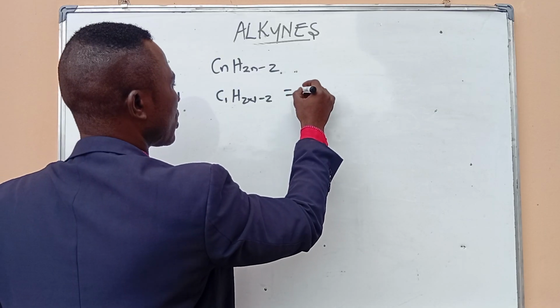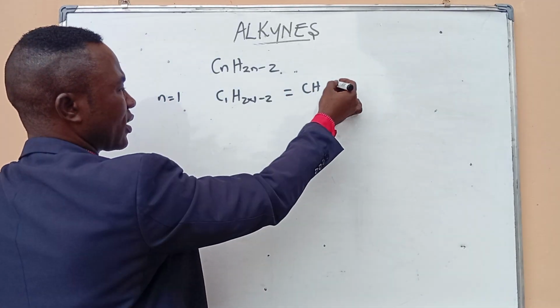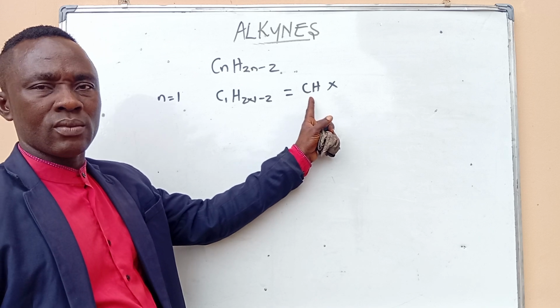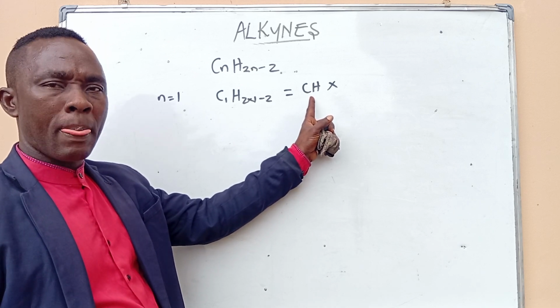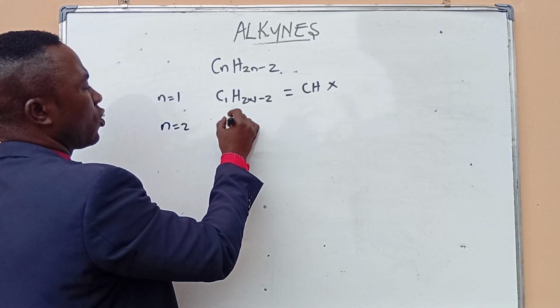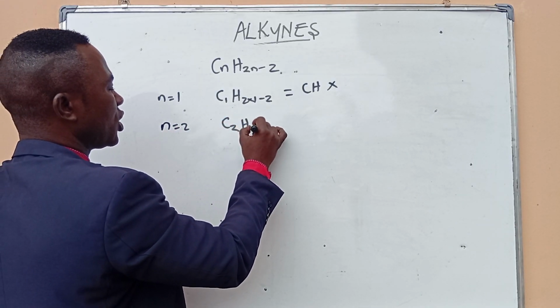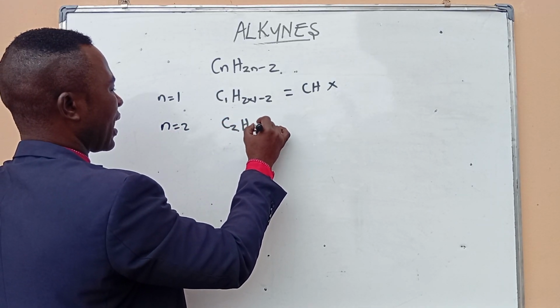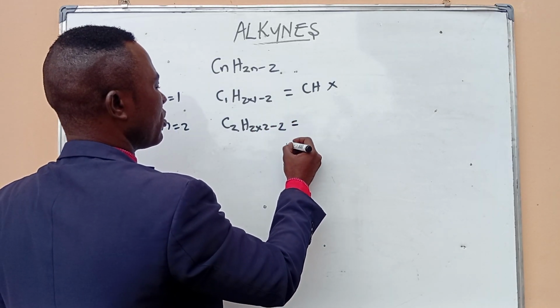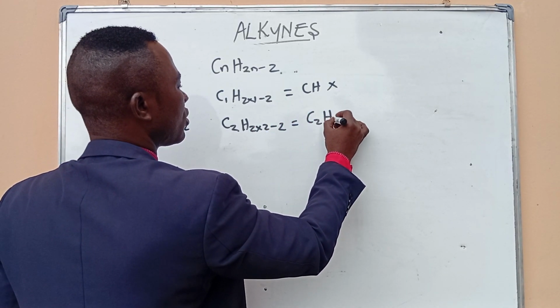That will give us CH. You can see there is no member that is CH, which means that methane does not exist. But if the carbon atom is equal to 2, we will have C2H2 times 2, then minus 2, which equals C2H2.